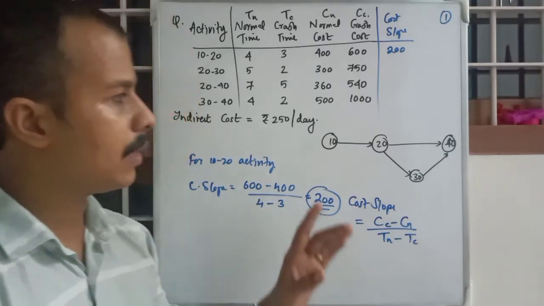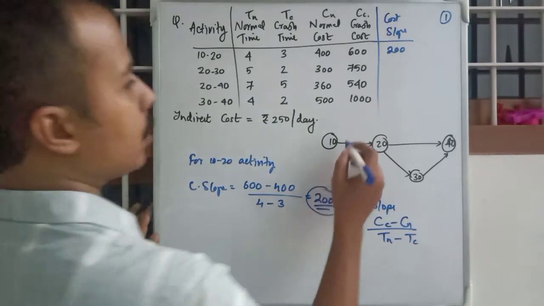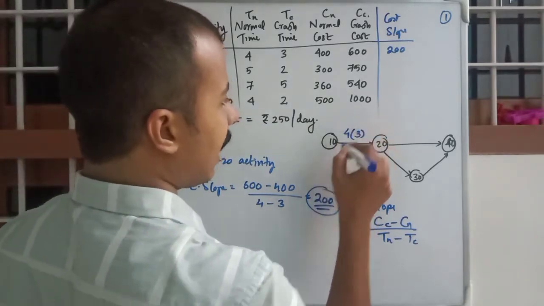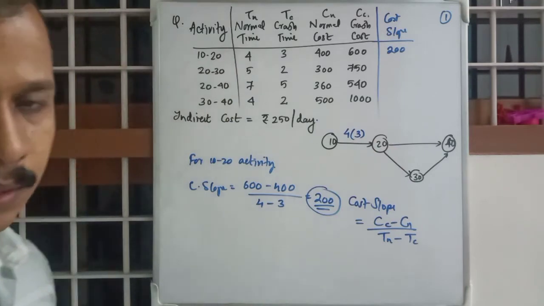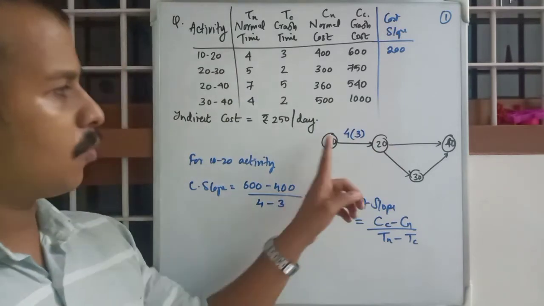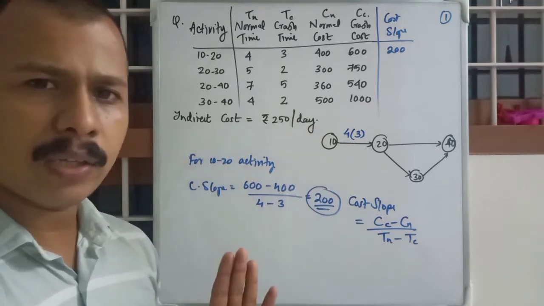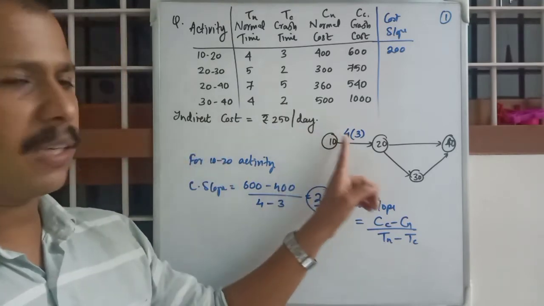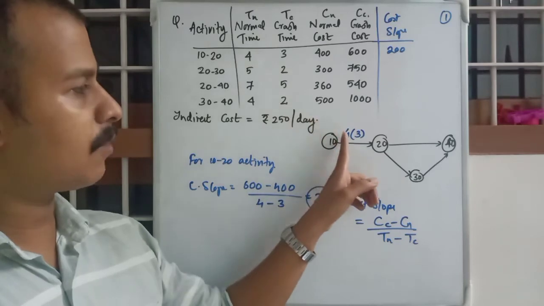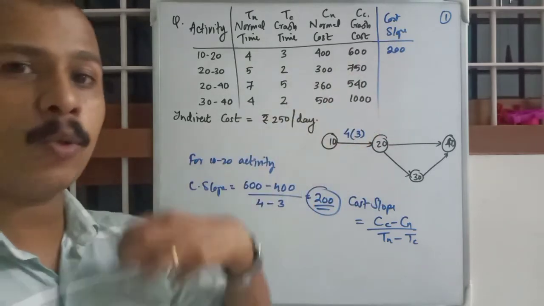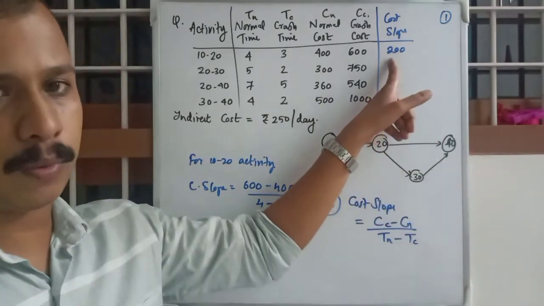I'll say one more time. Right now it is 4 days duration and it can be reduced to 3 days. When we reduce one day, from 4 to 3, you will have to pay 200 more, that is the cost slope.